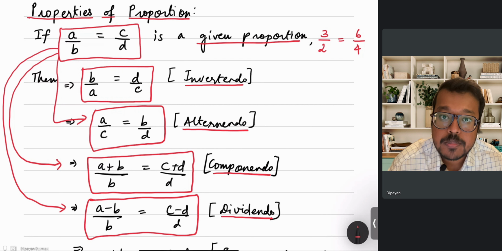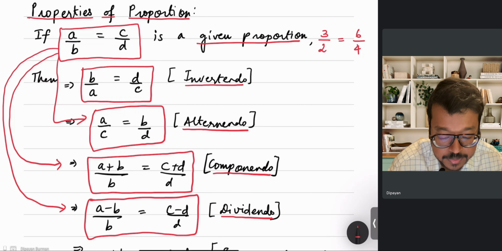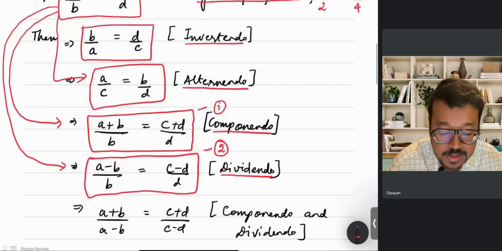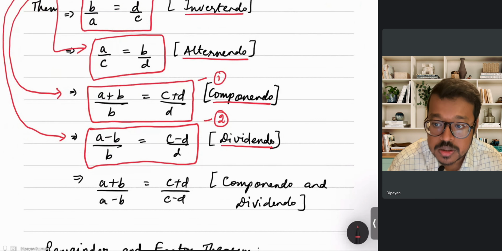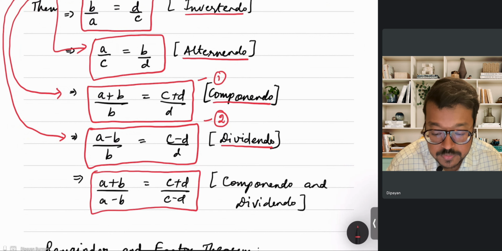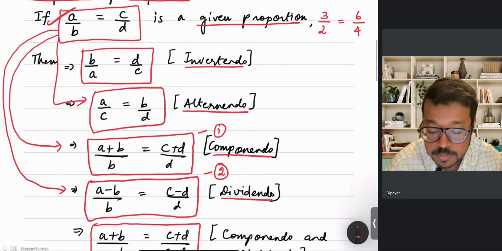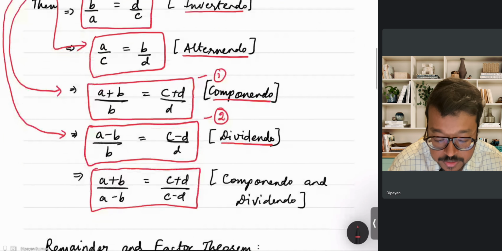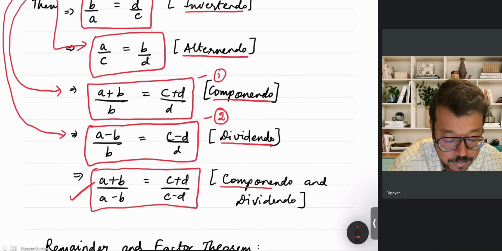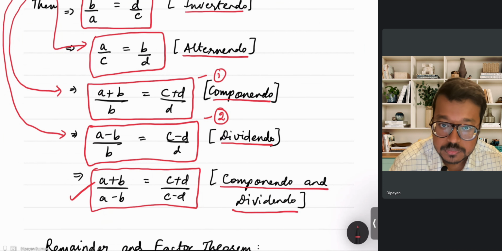If I combine componendo and dividendo, for example, if I say this is equation 1 and this is equation 2, and if I divide equation 1 by equation 2, I will get another resulting proportion, which tells me that (a plus b) by (a minus b) is actually equal to (c plus d) by (c minus d). So given my original proportion a is to b equal to c is to d, I can also conclude that (a plus b) by (a minus b) will be equal to (c plus d) by (c minus d). This is known as componendo and dividendo together.